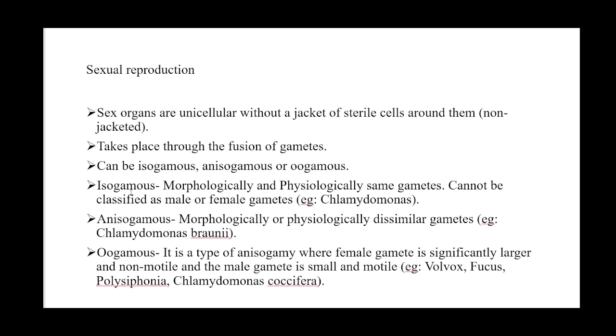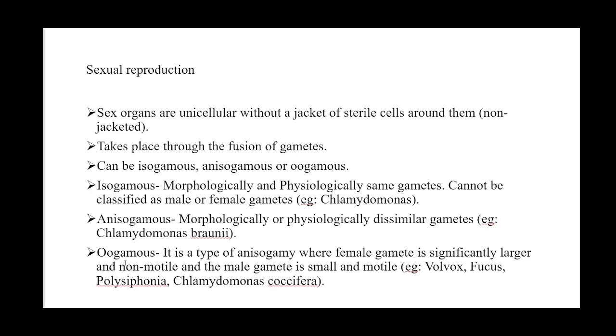In isogamous sexual reproduction, the gametes are morphologically and physiologically the same. They cannot be classified as male gametes or female gametes. An example is Chlamydomonas. Anisogamous sexual reproduction is where gametes are dissimilar either morphologically or physiologically. An example of such reproduction is Chlamydomonas braunii.